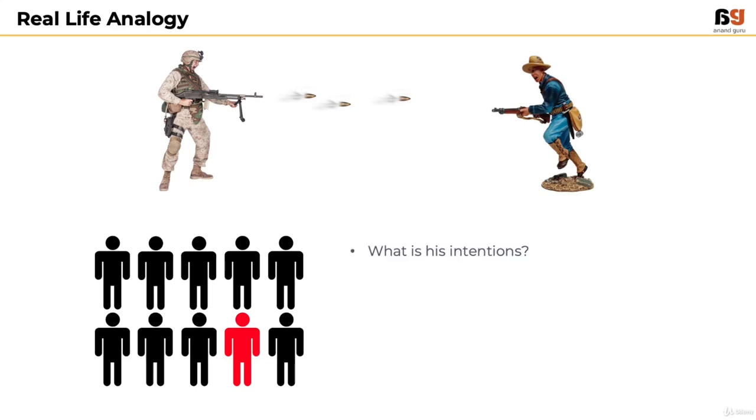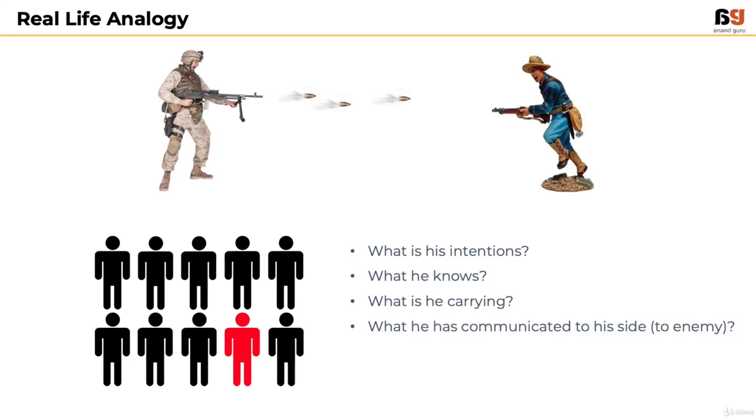Like, what is his intention? What does he know about us? What is he carrying with him? What has he communicated to the enemy? How did he get in our team in the first place? What are the bigger plans of the enemy? Etc.